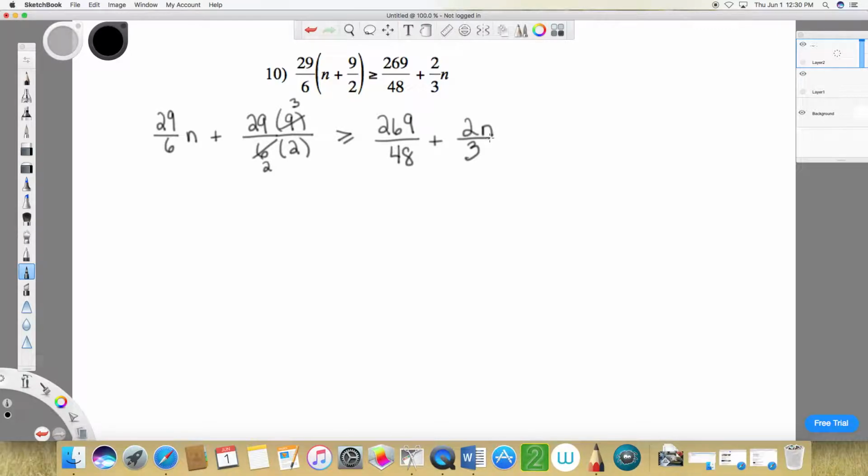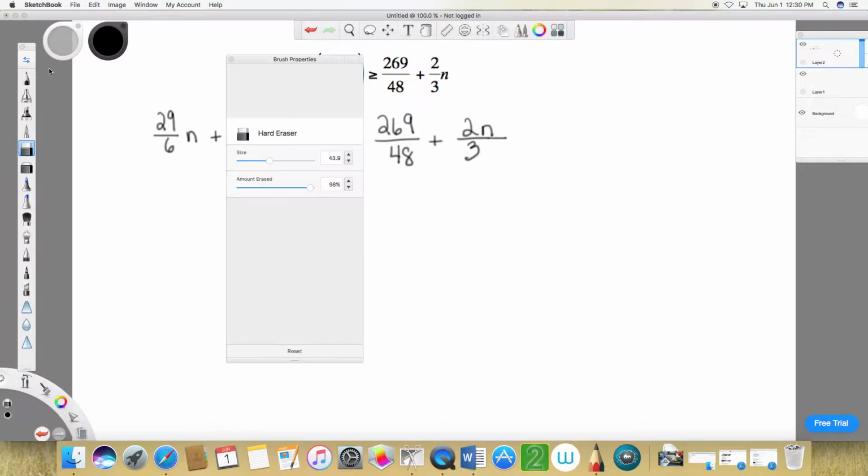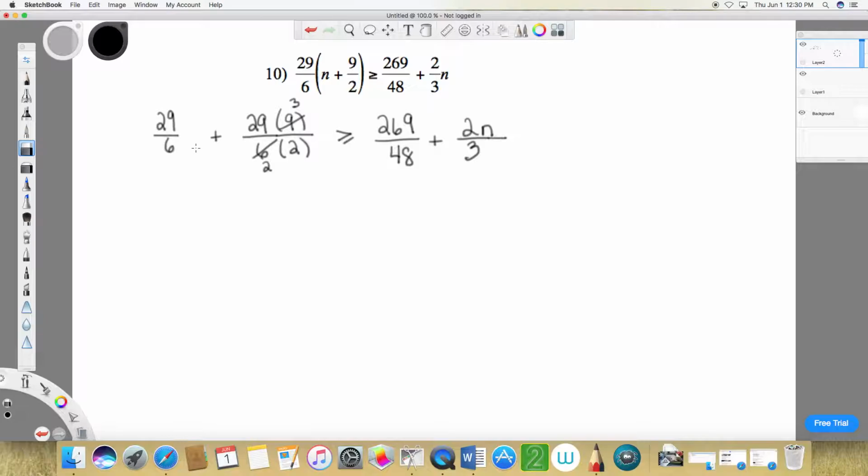Now, you can write that in the numerator there. Maybe it would help some people to write that in, just as a visual aid for people. All right, so let's look at what we have here. 29 times n over 6 plus 2 times 2 is 4. 3 times 29. 3 times 30 is 90, so probably 87. Let's look. 29 times 3, yeah, 87.